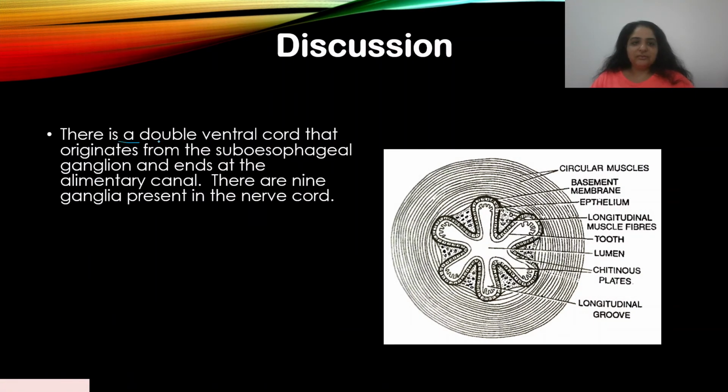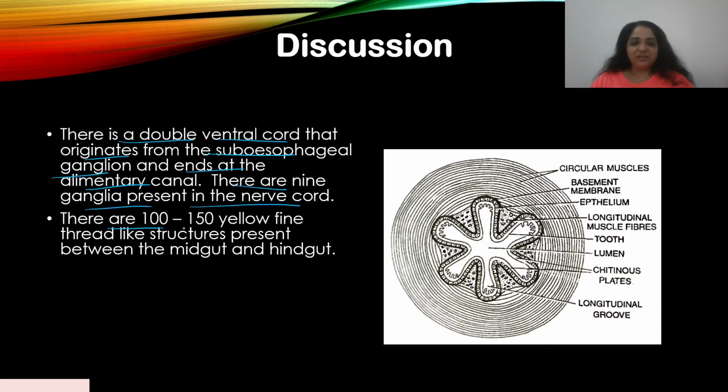Alright, so there is a double ventral cord that originates from the subesophageal ganglion and ends at the alimentary canal. I already discussed the central nervous system of the cockroach before. You can go back and check it out. I won't go through this again. There are 9 ganglia present in the nerve cord.